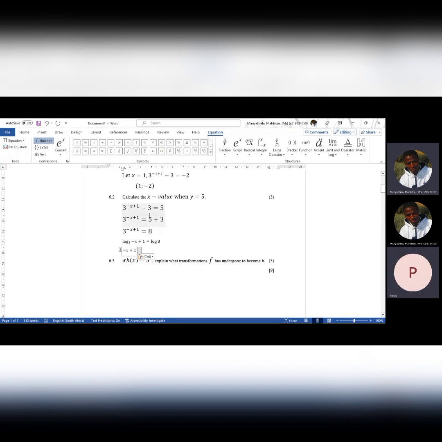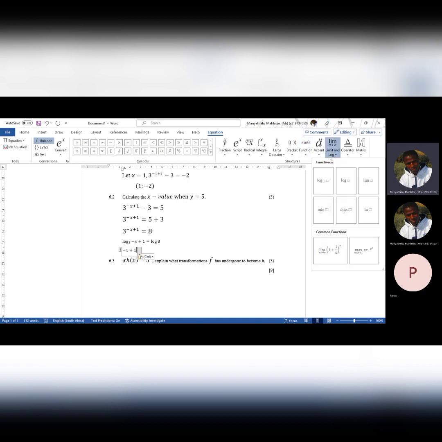So we can continue. Okay. So we're going to write this as negative x plus 1 log 3 equal to log 8.